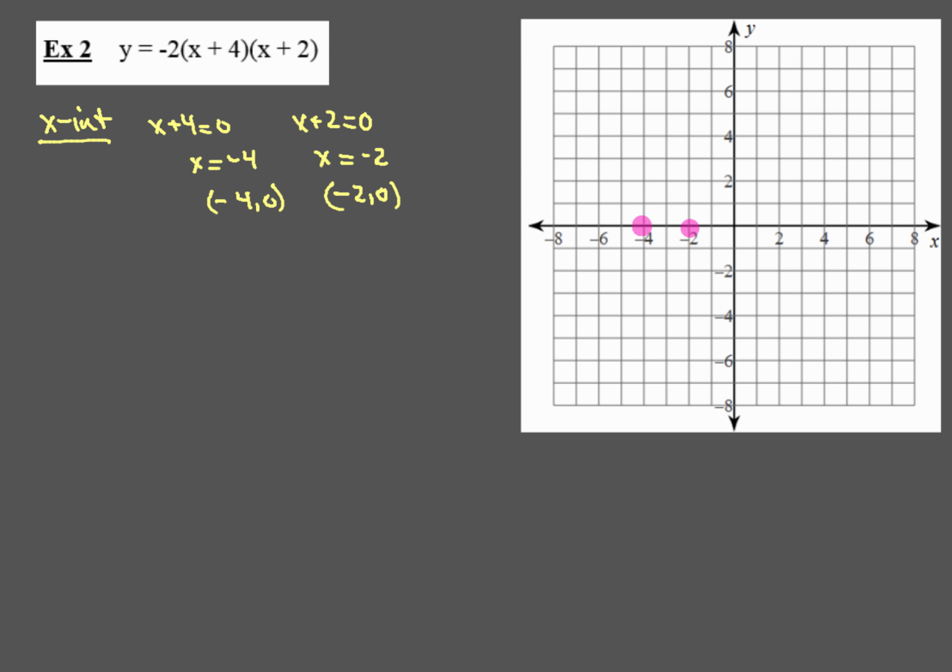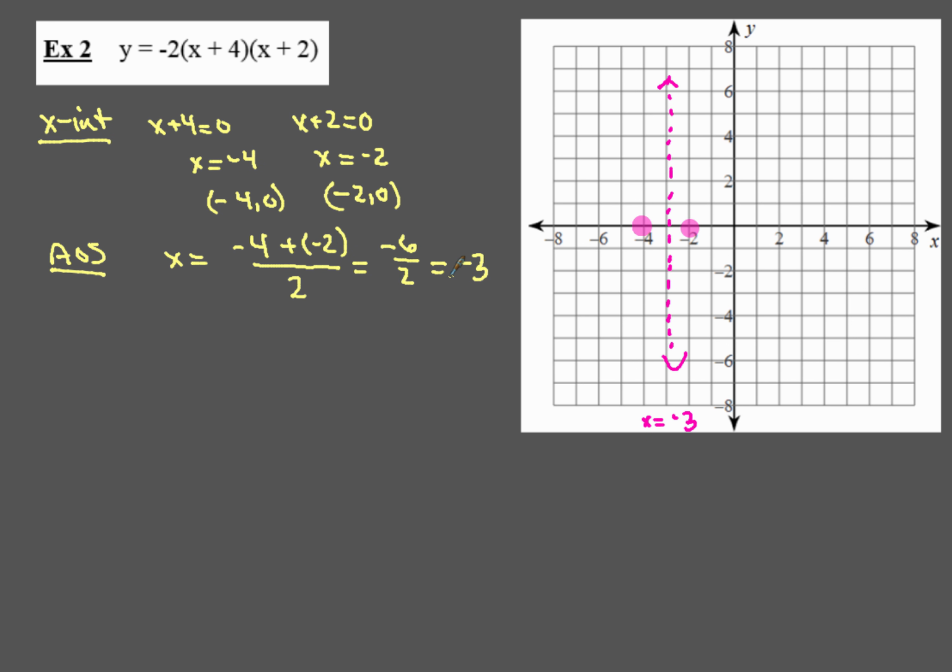Now what's really nice about this, we can kind of see from our picture that halfway in between those would be this line right here, the line x equals negative 3. So my axis of symmetry would actually be this particular line, x equals negative 3. Of course we're going to verify that algebraically, because we always want to practice our algebra skills. So for our axis of symmetry, we take negative 4 plus negative 2, add those two together, and divide by 2. Negative 4 plus negative 2 is negative 6, divided by 2 just gives us negative 3.